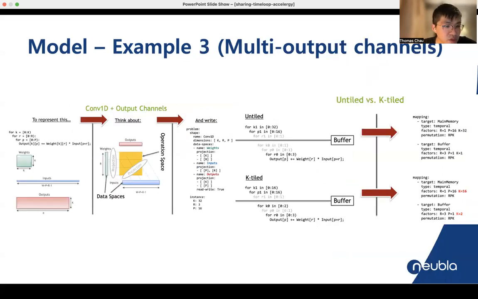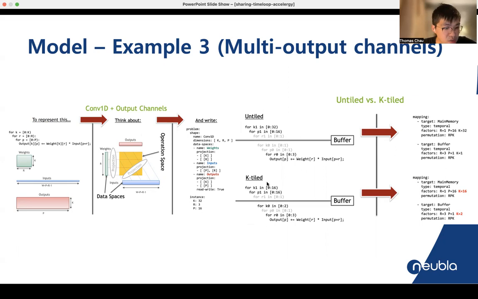The next example is where we consider adding multiple output channels to the 1D convolution. In this case, the weights and output are extended to dimension K, thus an outer K loop is added. So to handle this case, there are two approaches. The first one is called untiled mapping, where we simply add the K loop on top of an output stationary mapping. In other words, the same kernel is rerun with a new K at each outer iteration.